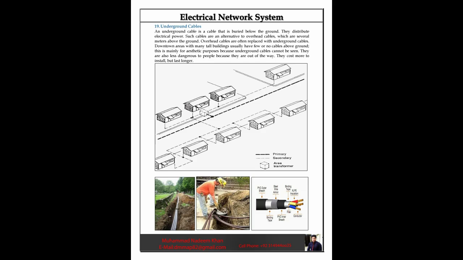19. Underground cables. An underground cable is a cable that is buried below the ground. They distribute electrical power. Such cables are an alternative to overhead cables, which are several meters above the ground. Overhead cables are often replaced with underground cables. Downtown areas with many tall buildings usually have few or no cables above ground. This is mainly for aesthetic purposes because underground cables cannot be seen. They are also less dangerous to people because they are out of the way. They cost more to install, but last longer.